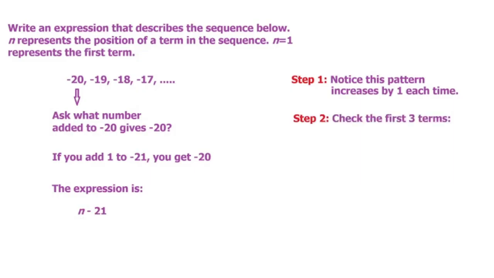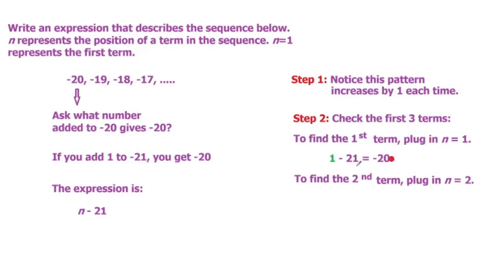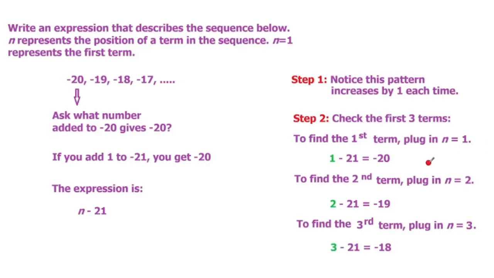So let's see if this expression works. Check the first three terms. To find the first term, plug in n equals 1. So we plug n equals 1 here and calculate it out. Well, we already know 1 minus 21 equals minus 20. Now let's go to the second term. So to find the second term, plug in n equals 2. 2 minus 21 equals minus 19. To find the third term, plug in n equals 3. 3 minus 21 equals minus 18.